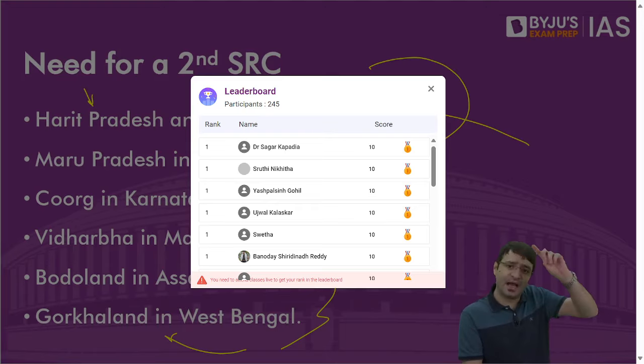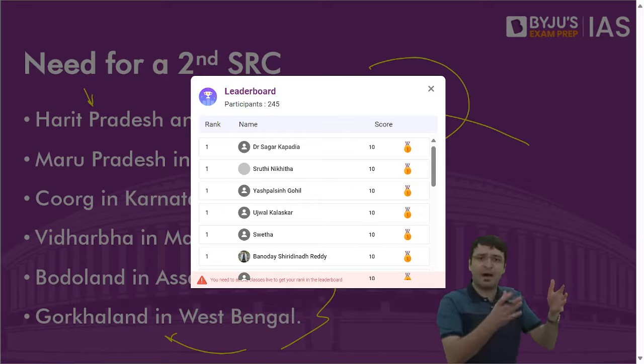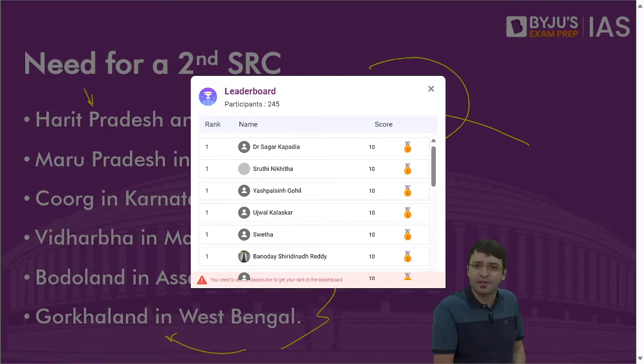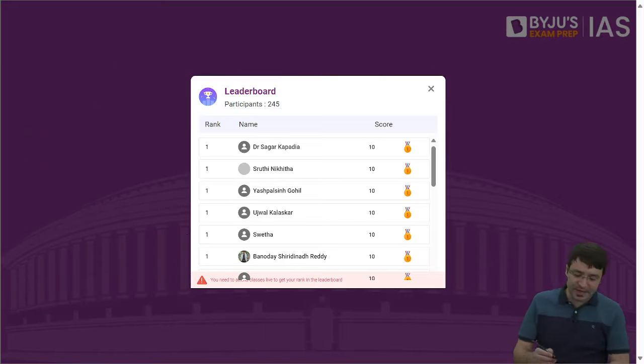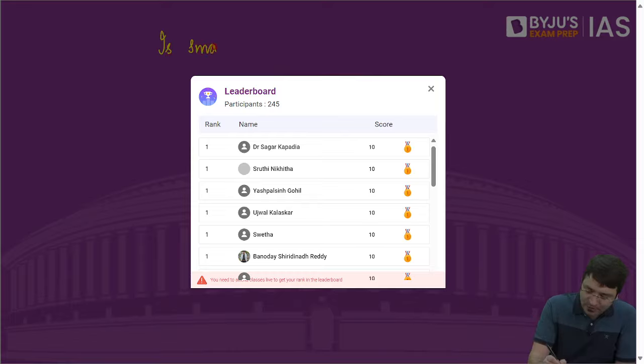So just like we had a first States Reorganization Commission in 1953, which gave its report in 1955, on the basis of which the States Reorganization Act was passed in 1956, we need a similar States Reorganization Commission now because there are these demands coming from different sections of the society. And we also need to understand, is small beautiful?